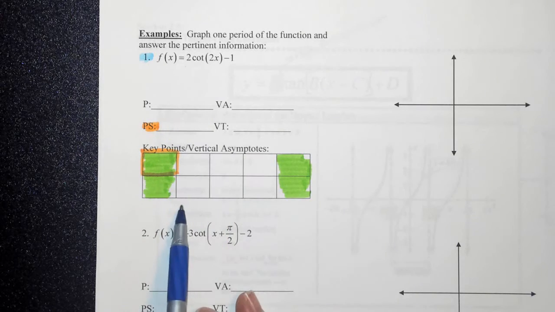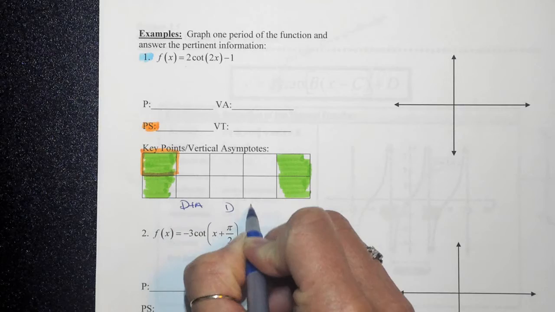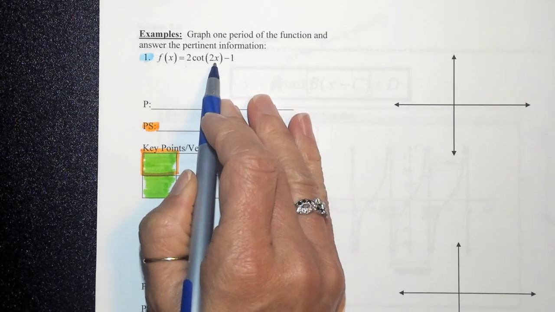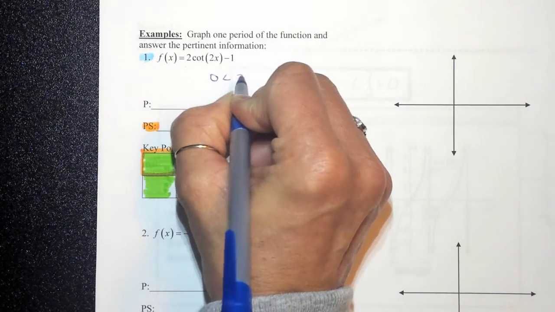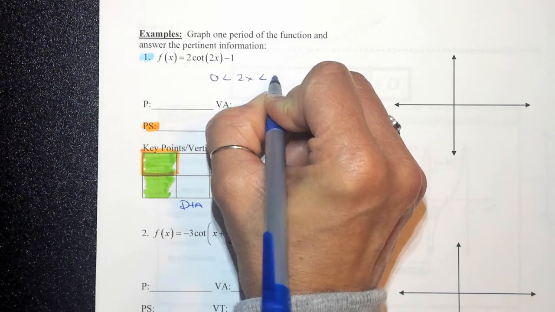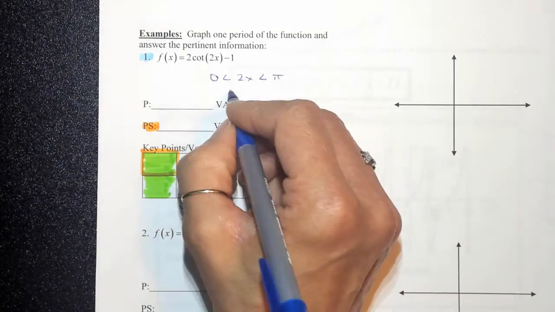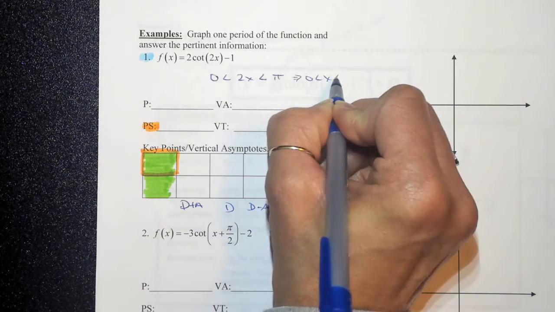So we'll do the d plus a and the d minus a. So I'll put d here, d plus a, d minus a as I did before. And we need to sandwich this in between our two bookends. So remember the bookends for cotangent are 0 is less than 2x, which is less than pi. Which means when I multiply by 1/2 or divide by 2, which is the same thing, I end up with 0 less than x less than pi over 2.